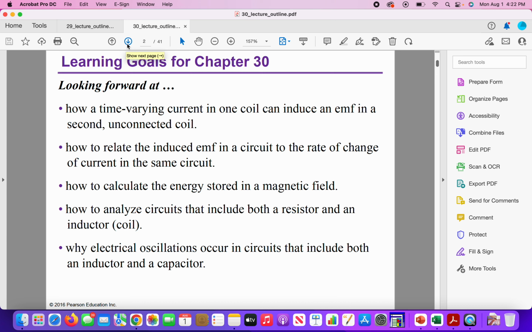How to relate the induced EMF in a circuit to the rate of change of current in the same circuit, and the same circuit might induce a current in itself. How to calculate the energy stored in a magnetic field, how to analyze circuits that include both a resistor and an inductor, and also we are going to study how and why electrical oscillations occur in circuits that include both an inductor and a capacitor, and also we are going to end with having an inductor, resistor, and capacitor.